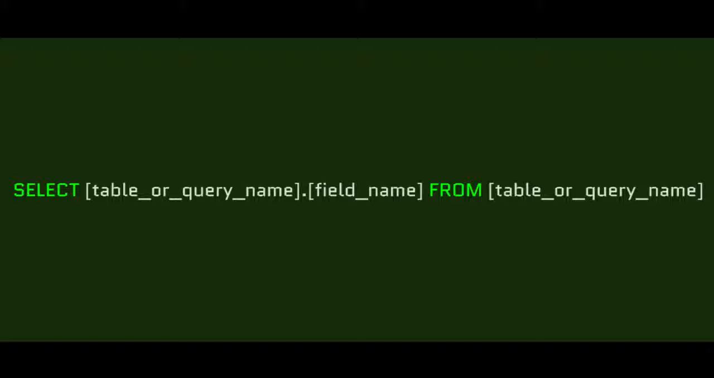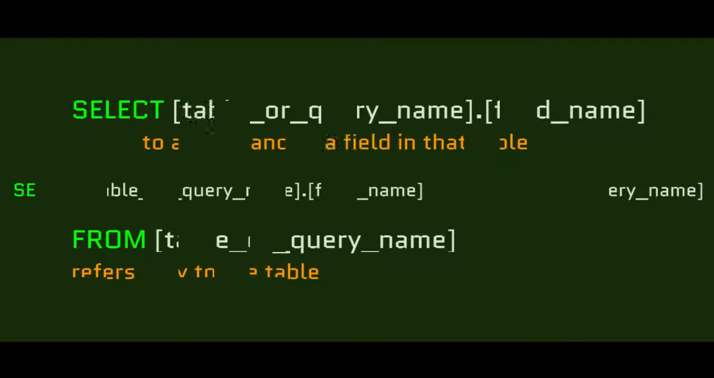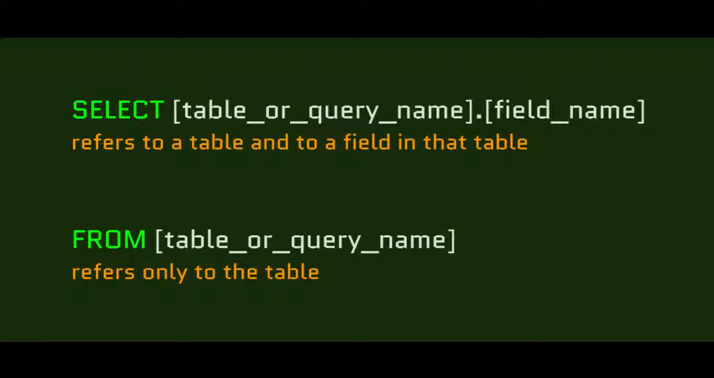Typically, but not always, a select query uses this basic syntax. In this case, the query contains two clauses. The first clause refers to a table and to a field in that table. Conversely, the second clause refers only to the table. A point to remember: the from clause will always tell you the name of the source table or query.